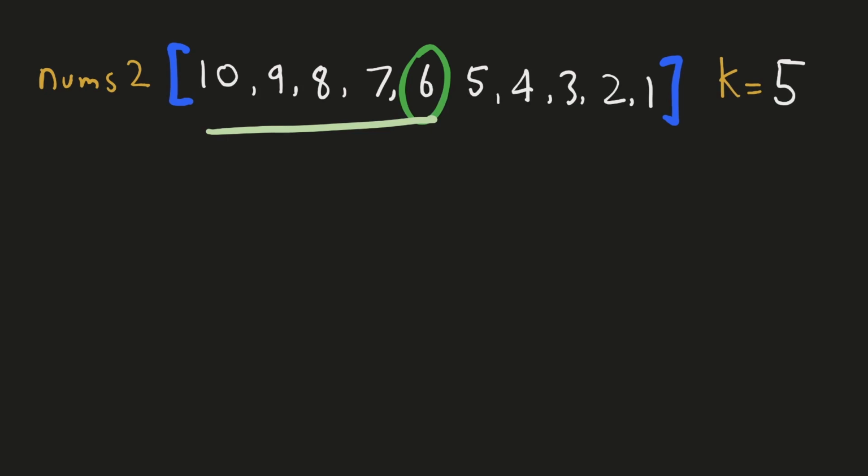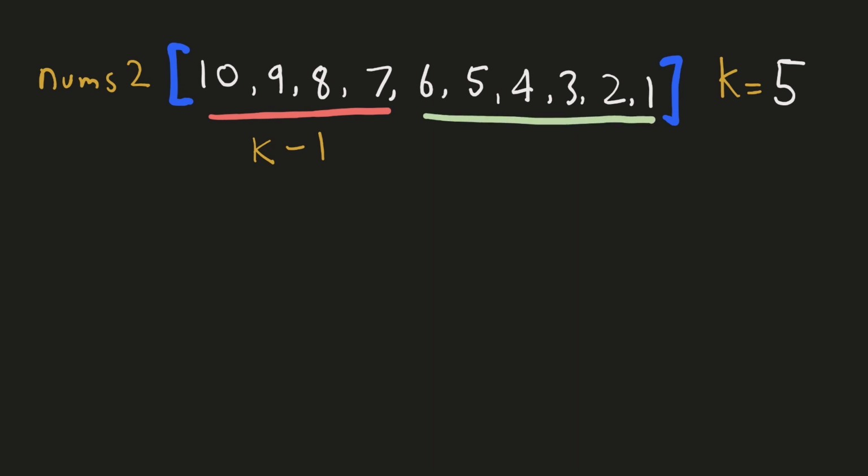By using the same logic, any number which is smaller than 6 can also be the minimum of the subsequence. So if we try to generalize this, for any k, the largest k minus 1 numbers can never be the minimum of a subsequence of length k. On the other hand, any number which is smaller than that can be the minimum of the subsequence. This is because it has a sufficient number of elements available which are at least that value.